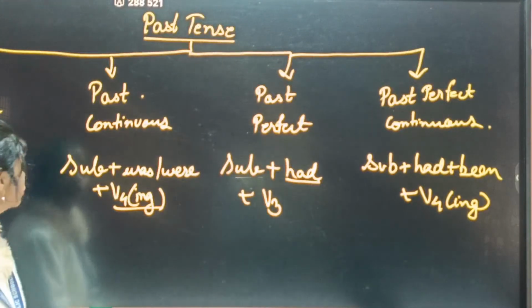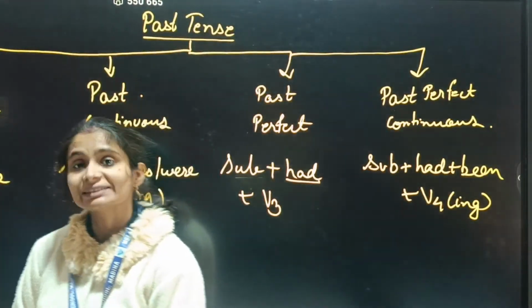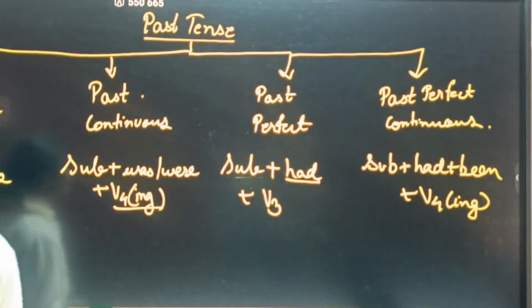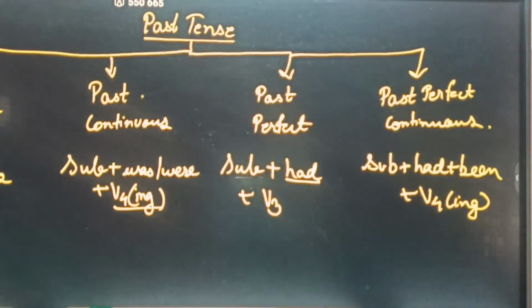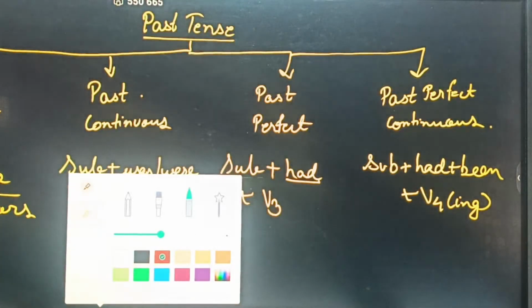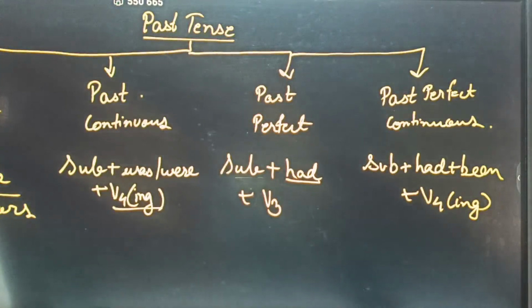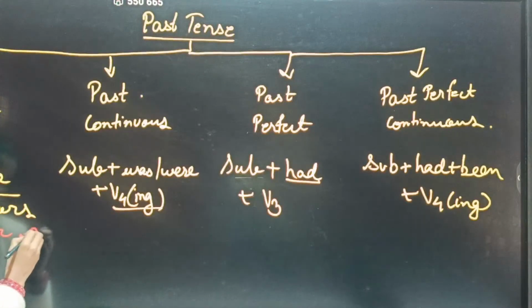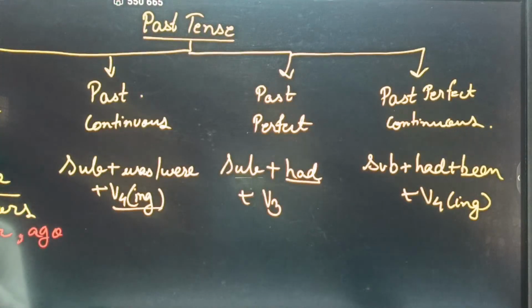Now, how will we identify that a sentence is simple past? What are the indicator words we should look for? Let's see the indicators. You can see words like earlier, ago or formerly. These are some indicator words used in simple past tense.